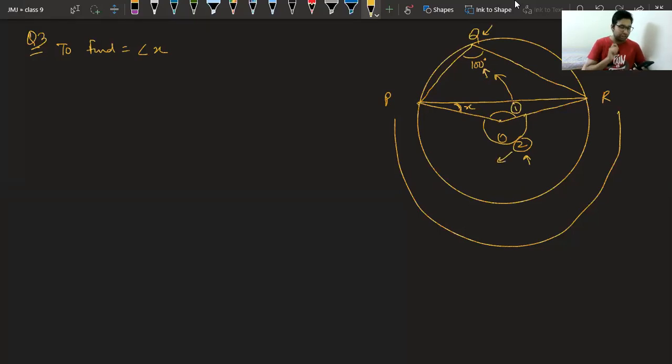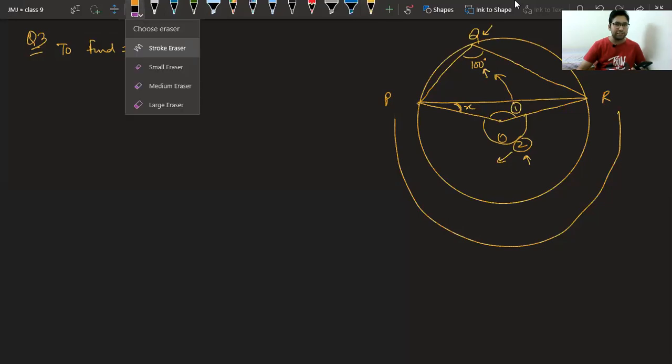Sanskriti, now is it clear to you? The theorem is very simple. The angle made by an arc at the center is twice the angle made by it on the remaining part. Remaining part, okay? So for angle 1, the 100 degrees is not on the remaining part. For angle 2, the 100 degrees is on the remaining part. That means angle 2 will be 200 degrees.